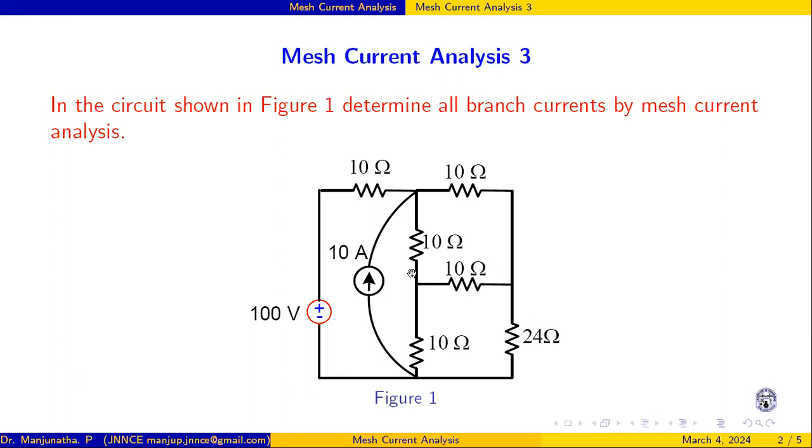This is a very easy one if we apply mesh analysis, simple one. But before going to the mesh analysis, there is a current source here. What to do? How can I apply mesh current? Because in any mesh, if there is a current source, it is difficult to apply the mesh analysis. So the first step is, can we do something? Can we change this?